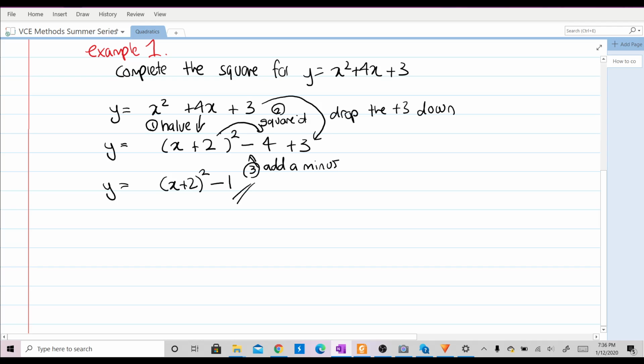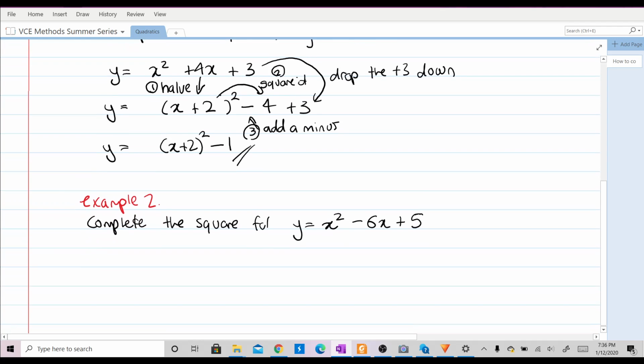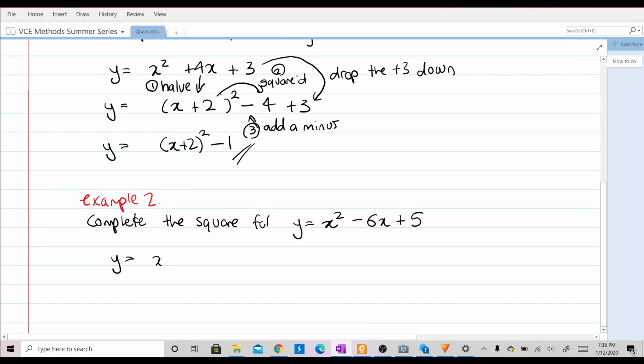Let me do a negative example as well. Example 2. Let's complete the square for y equals negative x squared minus 6x plus 5. Again, we're going to rewrite this as x squared minus 6x plus 5. And we're going to add in our bracket here to start off with. Once we have this, we're going to divide negative 6 by 2. And that becomes negative 3.